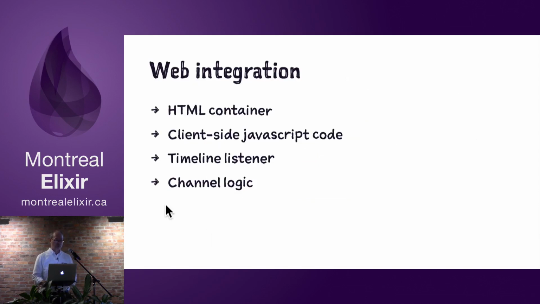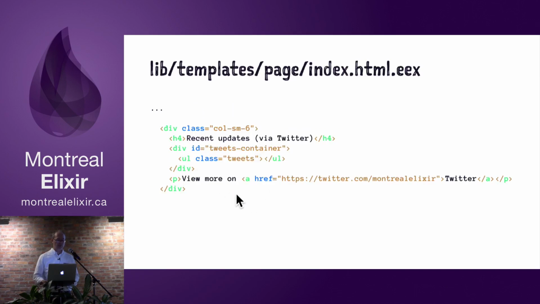So we have to deal with an HTML container for listing the tweets, some client-side JavaScript code for consuming the WebSocket. We need a listener on the server that listens to the new tweets, and we need some channel logic for talking to the client. The HTML is pretty simple. As usual, we just put some HTML code with some IDs and classes, and that's it.